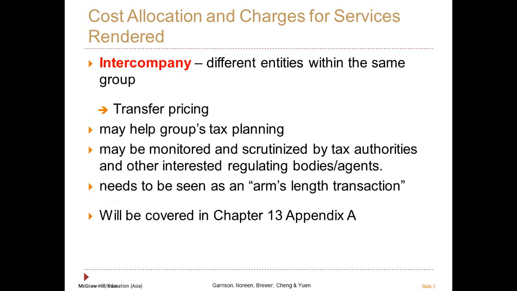The intercompany perspective on cost allocation and charges for services rendered could involve groups, tax planning function, could be monitored and scrutinized by tax authorities and other interested regulating bodies and agents. In general, the charge needs to be seen as an arm's length transaction to gain approval.